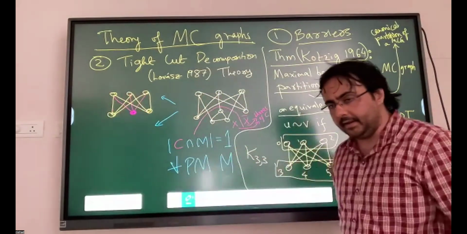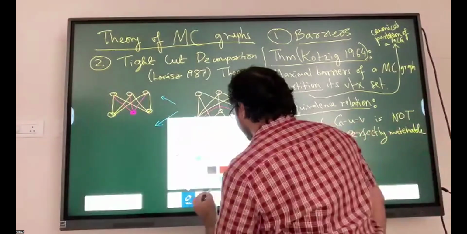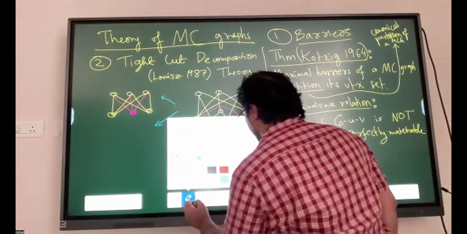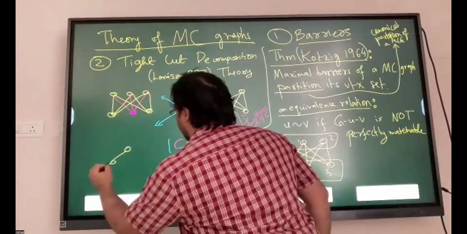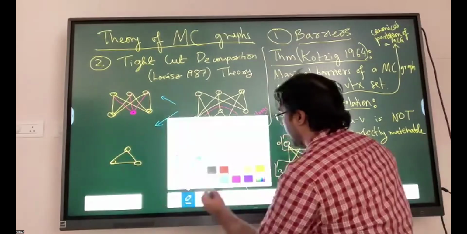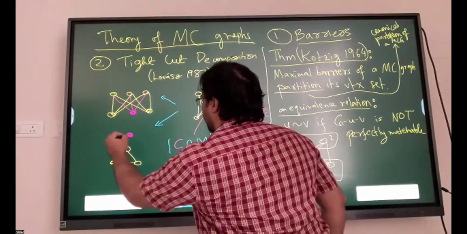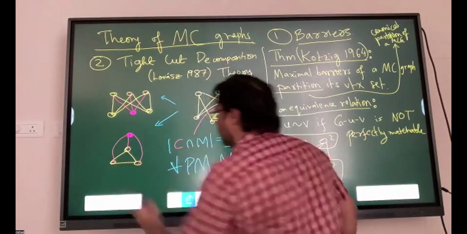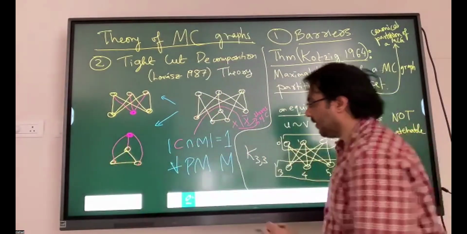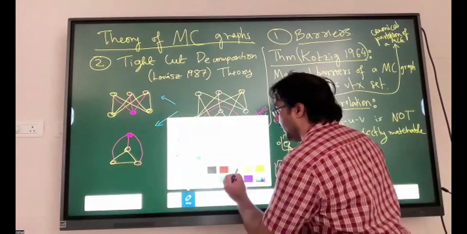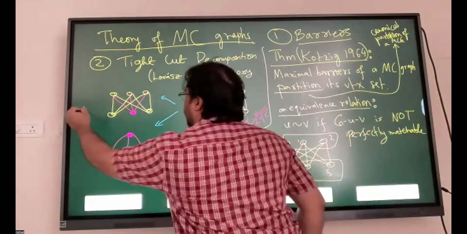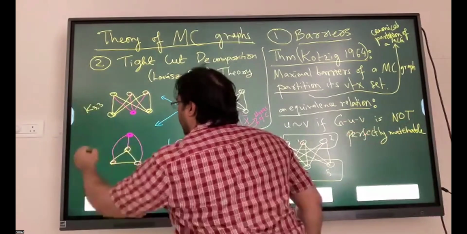This is one graph I get. And now what I will do is I will shrink the other shore into a single vertex. So I'll keep the triangle as it is, and I will shrink the rest of the graph into a single vertex. Observe that in this particular example, I get K33 and K4.